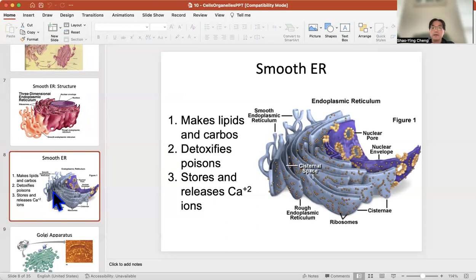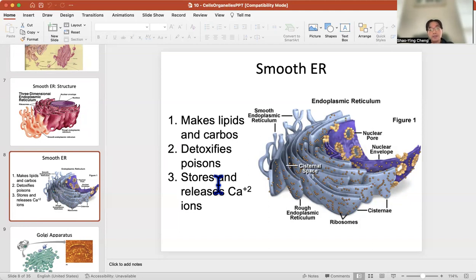It produces anything else, lipids, carbohydrates. So if your cell membrane is damaged, it's the smooth ER's function to fix it, because the cell membrane is mainly made of phospholipid and some protein and some carbohydrate. It also detoxifies poisons. And the third one is an important function for skeletal muscle.